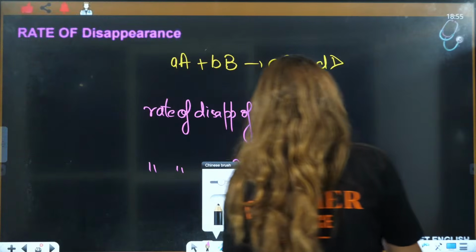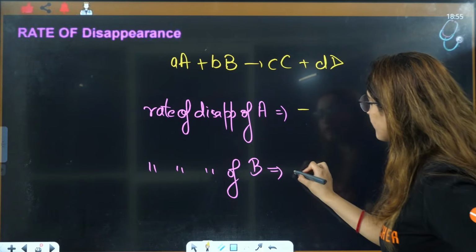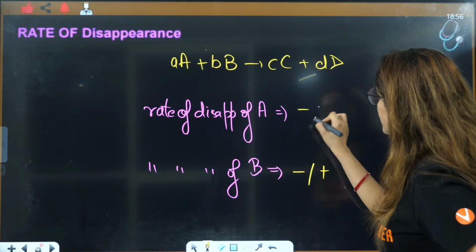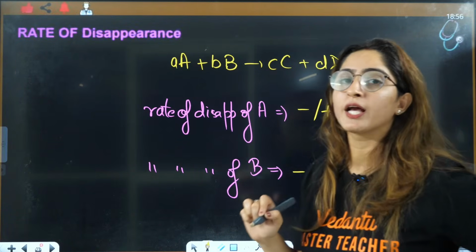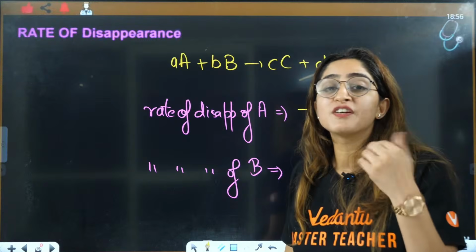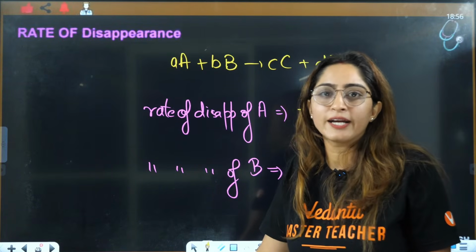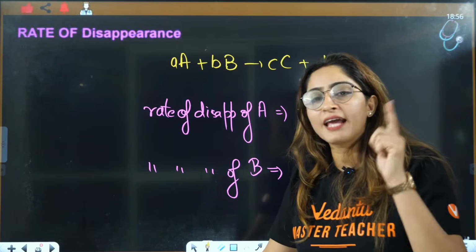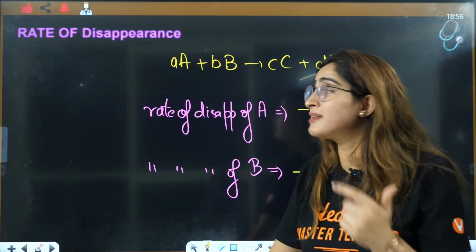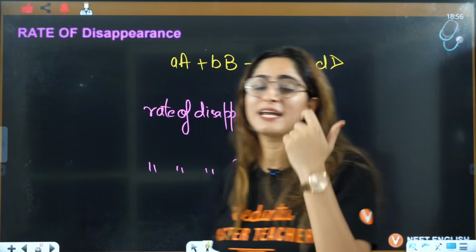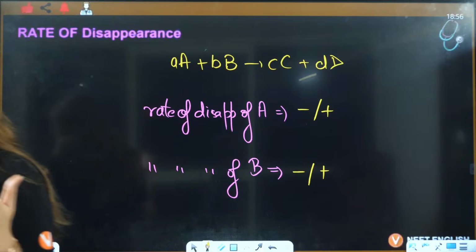Now tell me in the chat box, should I put negative here or positive here? Should I put negative? I am talking about reactants because which is getting disappeared. Reactants are getting disappeared, right? So when the reactants are getting disappeared, should I put negative here or should I put positive here, right?